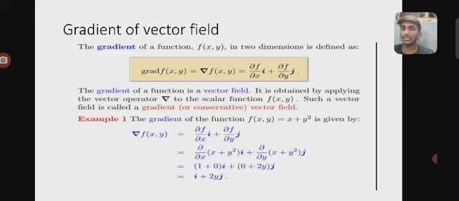So let us see an example for the gradient of a vector field. The gradient of the function f(x, y) = x + y² is given by ∂f/∂x i + ∂f/∂y j. So we get the resultant as i + 2yj.